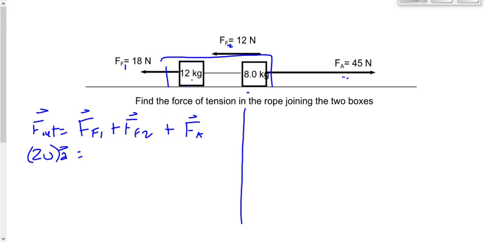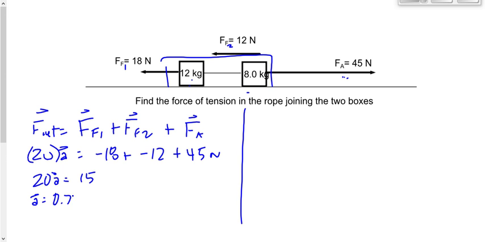If I'm going to do them separately, I'm going to say not 18 and 12, but negative 18 and negative 12 because they're to the left. And then the applied force is what, 45 newtons? To the right. So what do we got here? 20 times the acceleration equals negative 30 plus 45, which is 15. And a is going to end up being equal to 0.75 meters per second squared. All right, there we go.